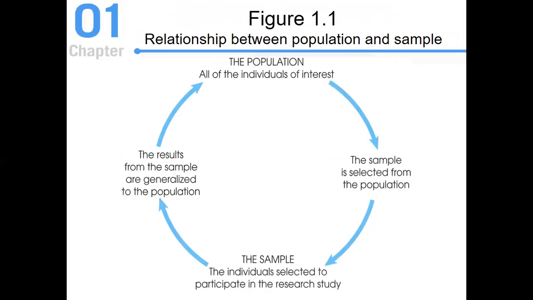This is just a visual getting across the same point. The population is all of the individuals of interest. Whatever your research question is, the population is all of the people that you're really interested in. And then in research, you typically take a sample from the population.